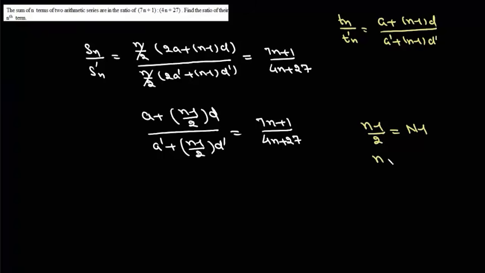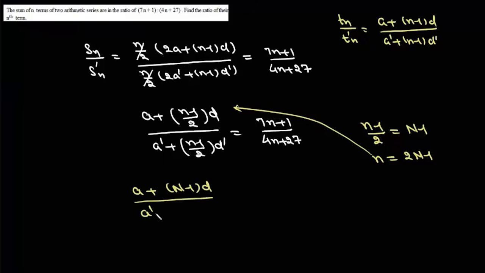Now here we can write N equals 2n minus 1. So what we'll do is replace n with 2n minus 1. Now we replace n with 2n minus 1, we can write a plus (n minus 1)d upon a dash plus (n minus 1)d dash, and here also we'll replace n with 2n minus 1, so there will be 7 into (2n minus 1) plus 1 upon 4 into (2n minus 1) plus 27.